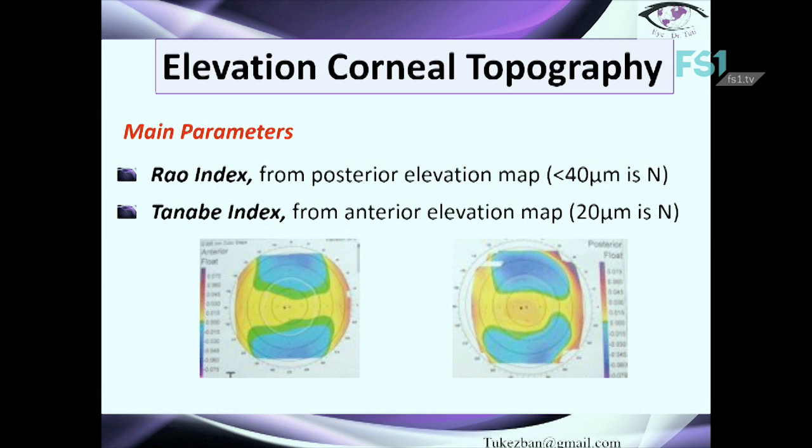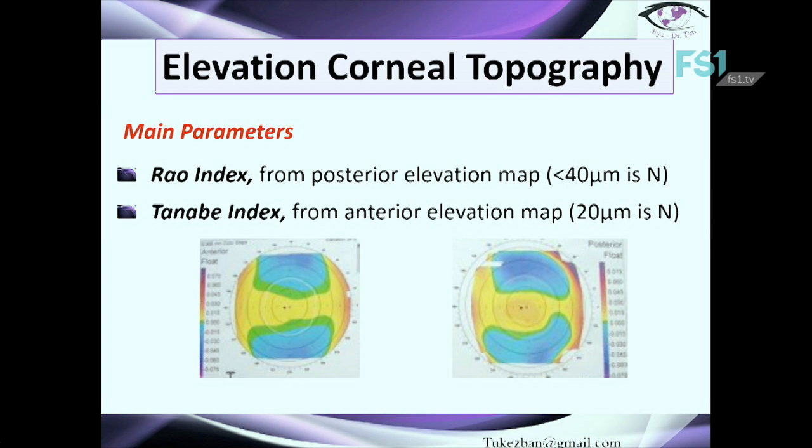and the Toneable index. The normal measurement of the Ryo index: first of all, it's an index from the posterior elevation map, and it shouldn't be more than 40 microns. When it's less than 40 microns, it's considered normal. For the Toneable index, this is from the anterior elevation map, and the normal range is within 20 microns.